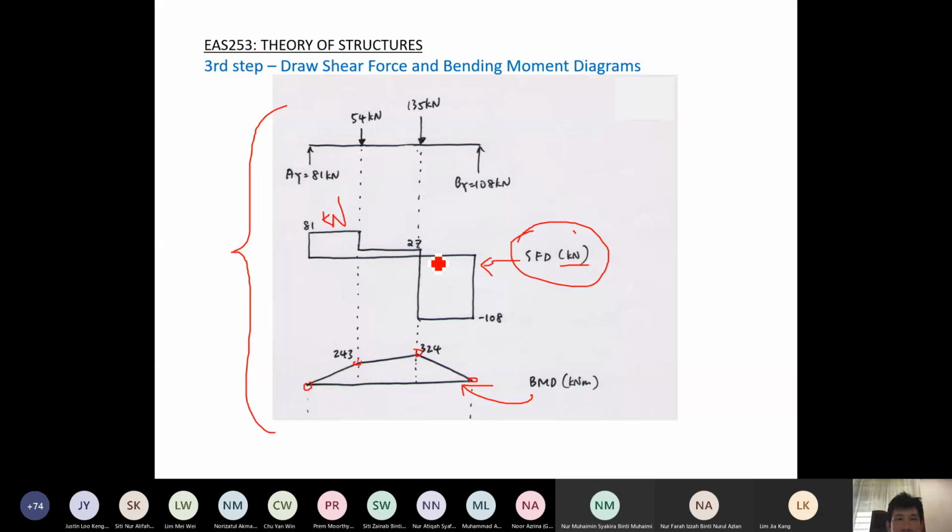So this is my loading condition, this is the support condition, and this is the shear force diagram that we get, and this is the bending moment diagram that I get.